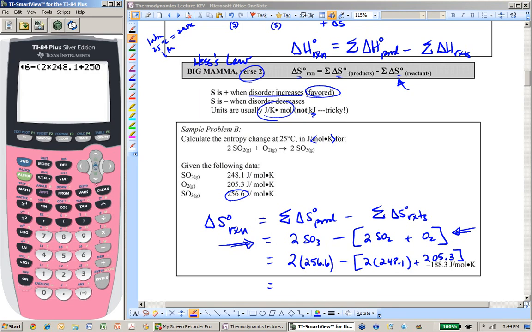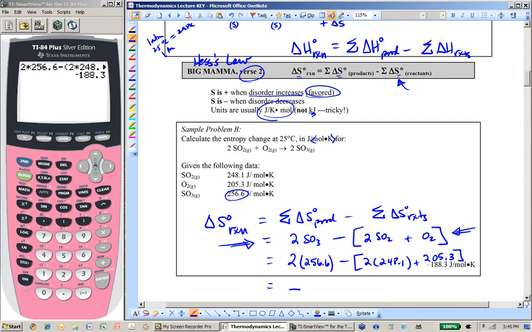205, so I wrote 250. Dang it. 05. Try third time's a charm. 05. There we go. 0.3. Hopefully I punched everything in right. And I come out with a negative 188.3. Whew, love it when I get the right answer.